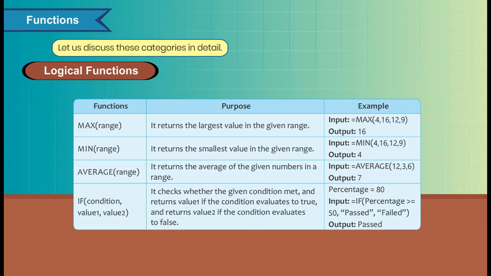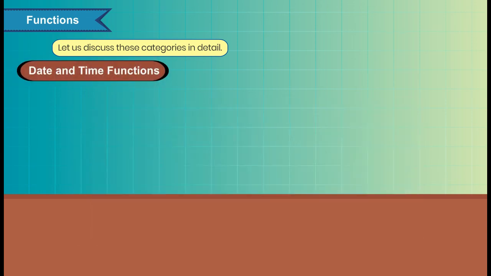Output: 7. IF(condition, value1, value2). It checks whether the given condition is met and returns value1 if the condition evaluates to true and returns value2 if the condition evaluates to false. Percentage equals 80. Input: =IF(percentage >= 50, "passed", "failed"). Output: passed.